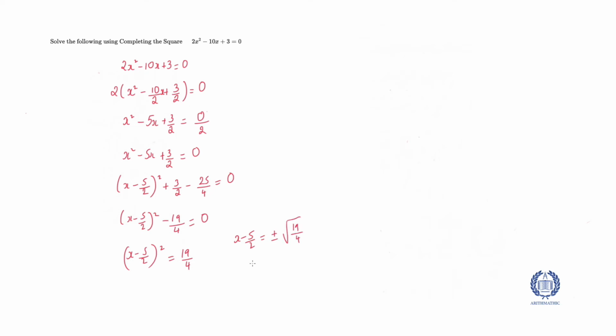And then we do x is equals to, move the minus 5 over 2 to the other side, becomes 5 over 2 plus and minus square root 19 over 4. So your two answers that you'll get is 5 over 2 plus square root 19 over 4. And then put that in your calculator, you'll get an answer. And then the other one is 5 over 2 minus square root 19 over 4. Put that and you'll get an answer. That's how you do the advanced completing the square.